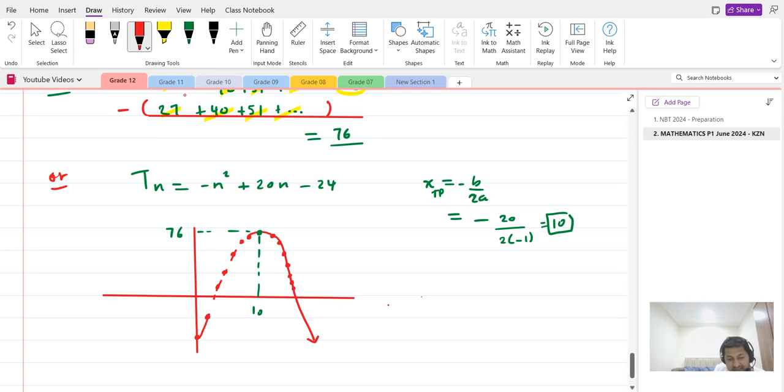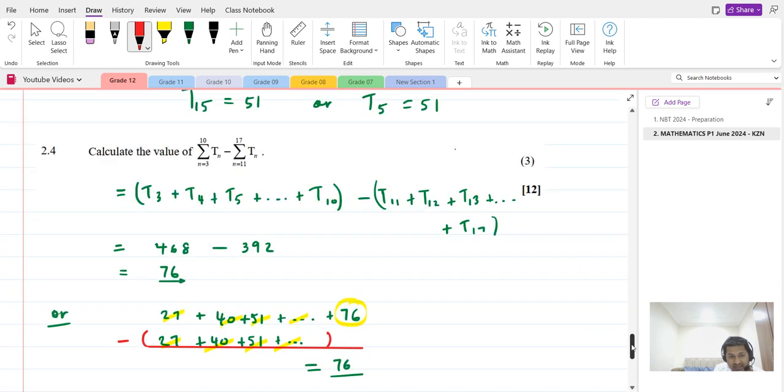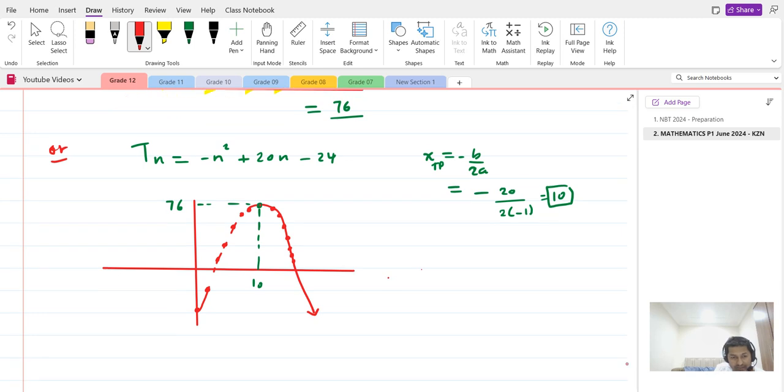Right, so all the terms cancel out, the only thing that remains is term 10. So you can just say the answer for this, therefore the only term remaining is term 10, which is equal to 76. So sigma 3 to 10 of Tn minus sigma 11 to 17 of Tn is basically equal to a single term, which is term 10, and this is your explanation.